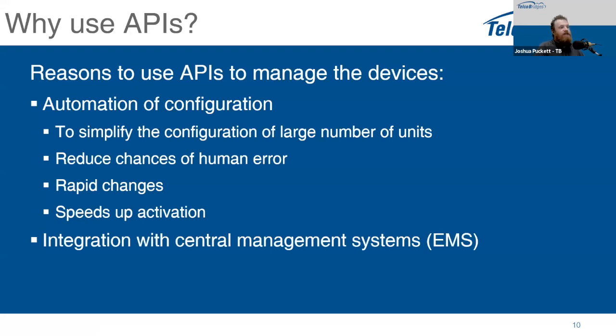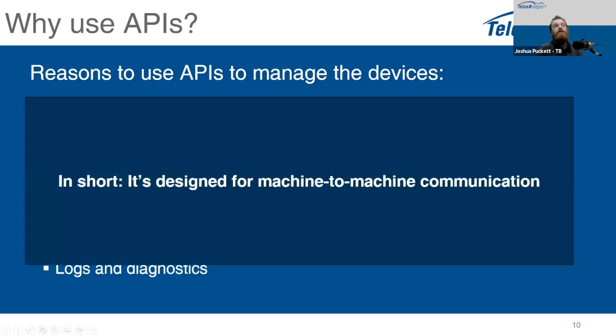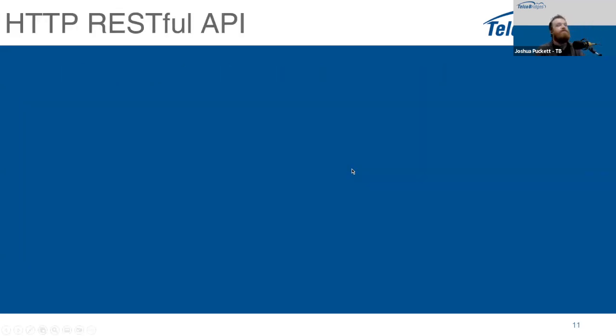And then, of course, finally, what I've already touched on is integration with an EMS or any central management service. It can pull a lot of the stats and things like that. It can get you the logs and the diagnostics. So in short, it's designed for machine-to-machine communication, and you're going to use the API to empower you by using machines to do the simple stuff.